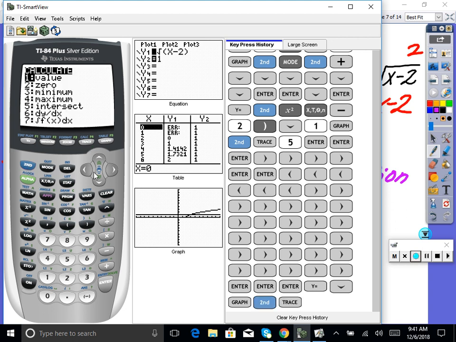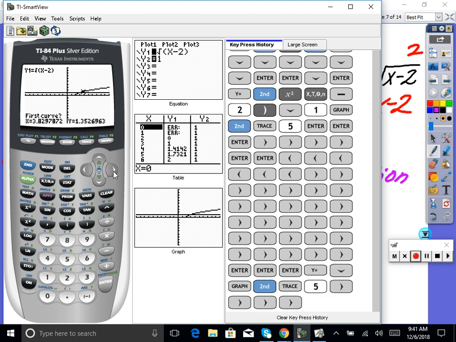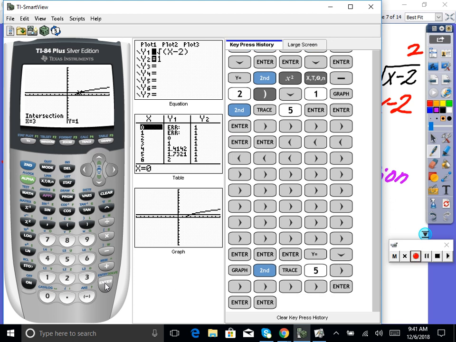Second trace, intersect. So that's number 5. And then first curve, just make sure you can actually see an xy point on the first curve, because people's calculators were having some weirdness going on. So hit enter. Second curve, hit enter. And it says, do you want me to guess? The intersection is at x equals 3, and it would be up at 1. Which makes sense, right? If we have a straight line at 1, it's going to be up at 1.